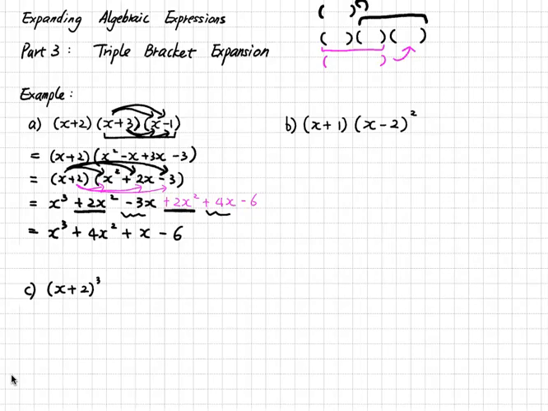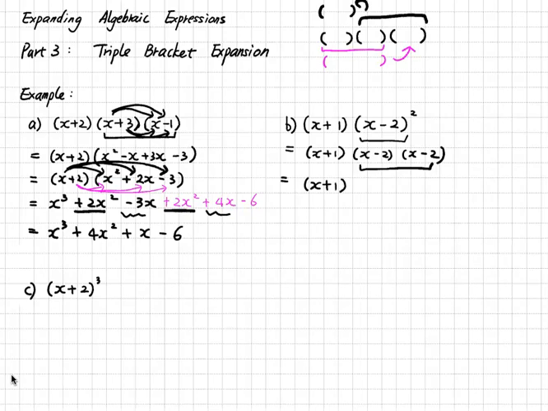Let's have a look at question B. Please feel free to pause the video here and try B and C yourself and come back to check the answer. Now, question B, you have a bracket times by a bracket squared. Please make sure that you always remember that bracket squared means that the bracket itself is multiplied by itself. So therefore, we have x minus 2 times by x minus 2. Now, I'm going to deal with this one first.